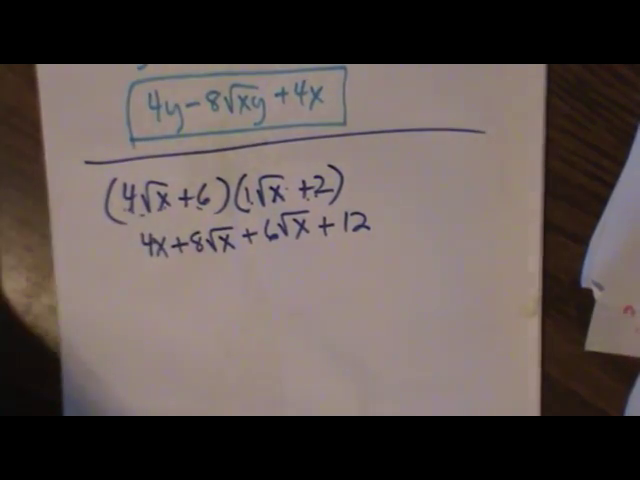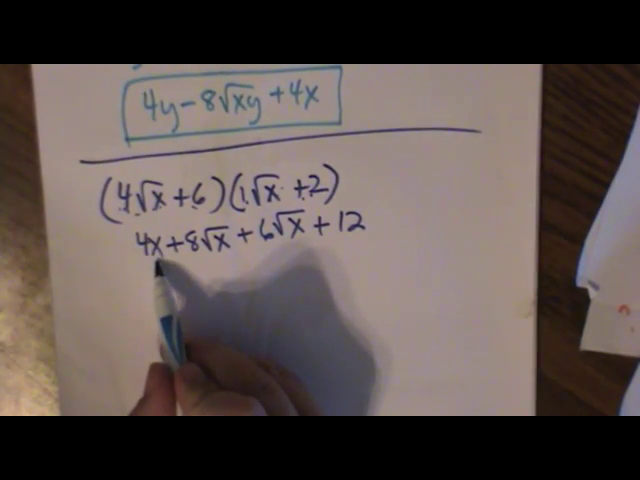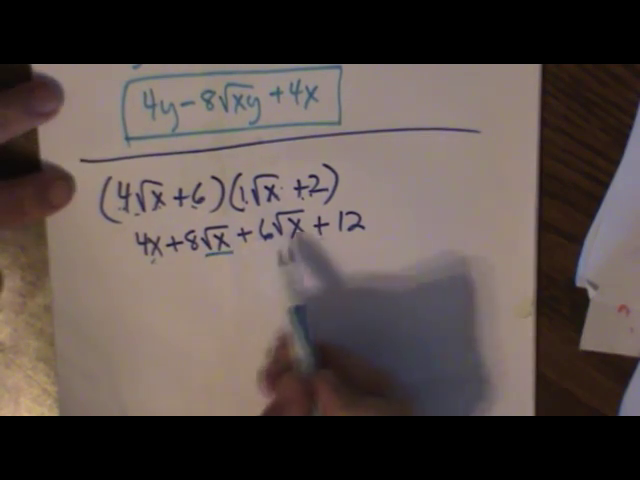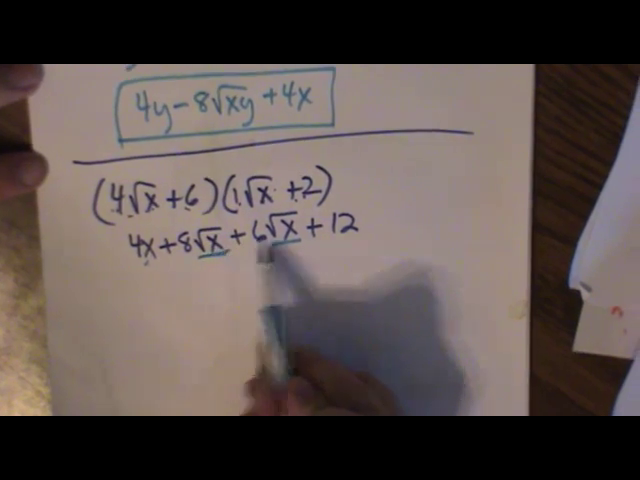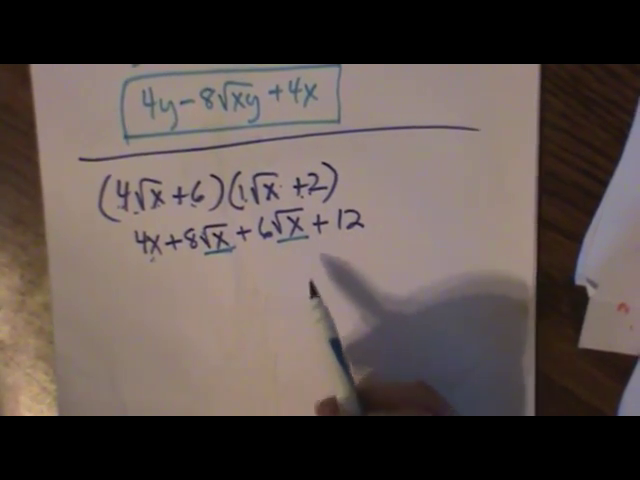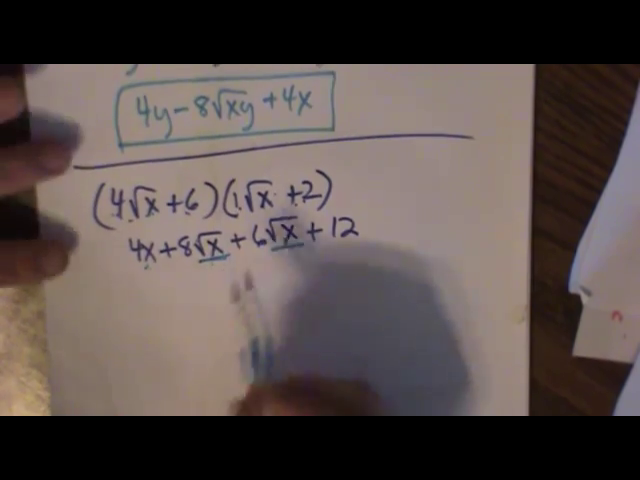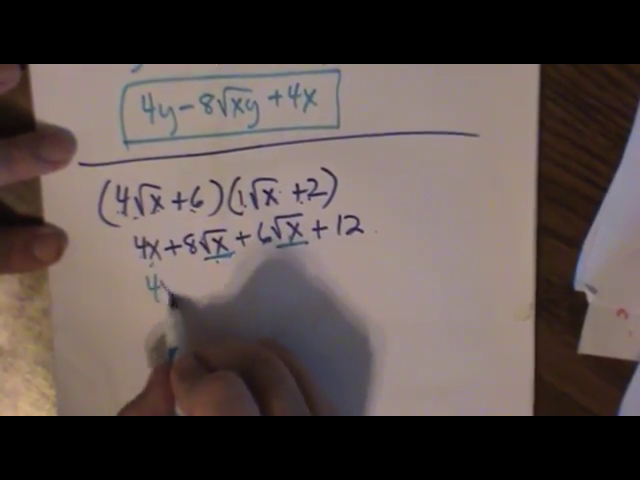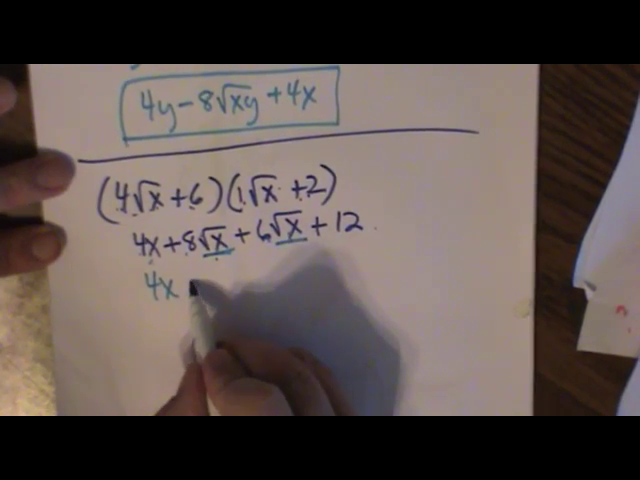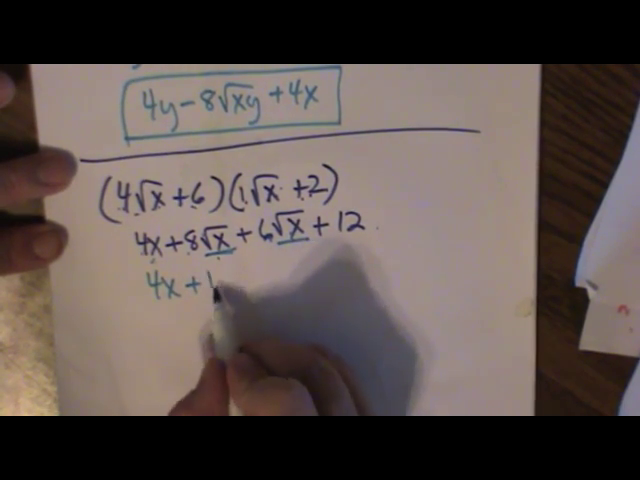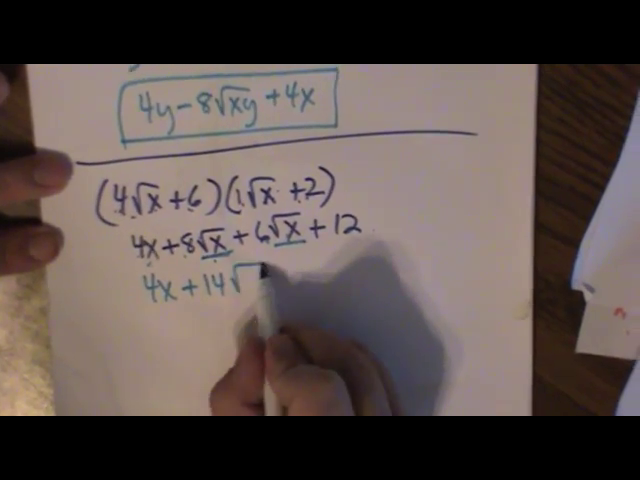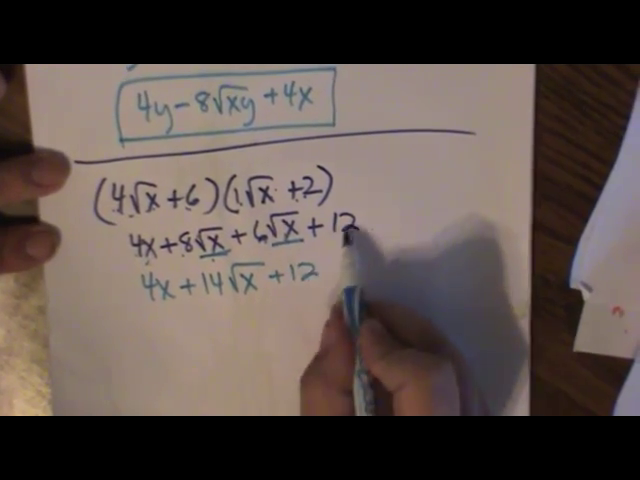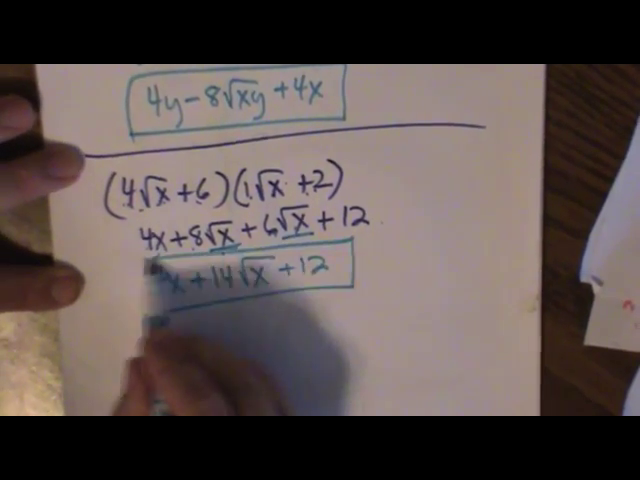Okay, do we have any like terms? Well, we don't have any more x terms on the outside, but we do have the radical with the radicand of x and the index of 2 here. These are the like terms, so we can add those. And these don't have any more terms, so we can just drop them down. 8 plus 6 is 14. Since we're adding, the radical is just a label, we just keep it with it. And bring those down. Since there are no more like terms that we can add together, we're done.